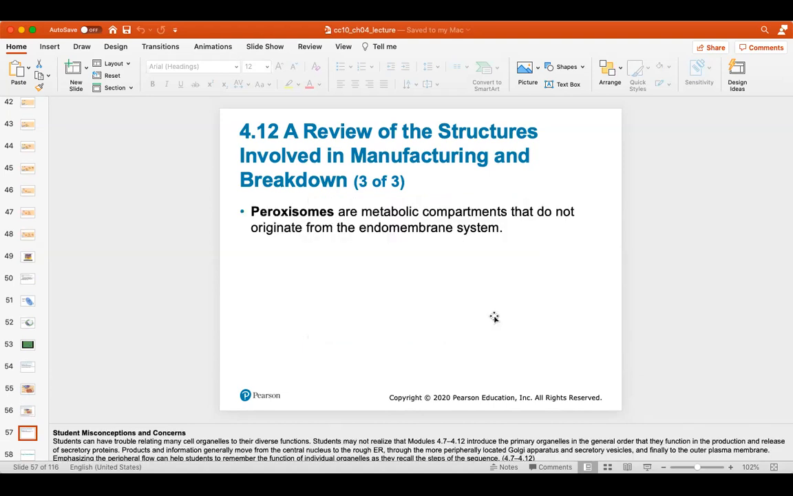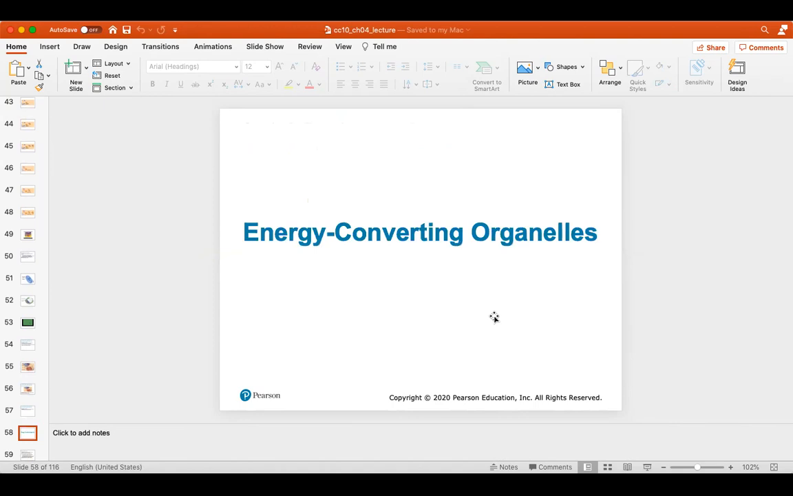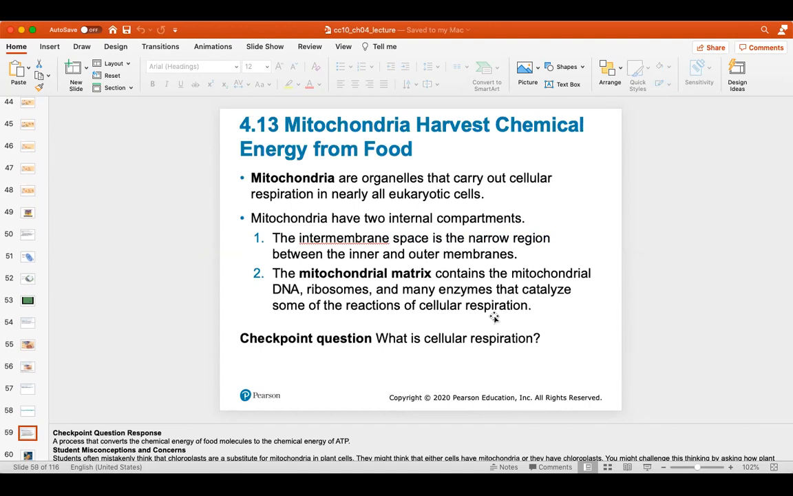Peroxisomes then are metabolic compartments that do not originate from the endomembrane system. So peroxisomes kind of have their own function and help to break down and digest materials, but they're their own organelle. They're not involved with that system. The energy converting organelles, then, the big one we're going to talk about is mitochondria, which are organelles that carry out cellular respiration.